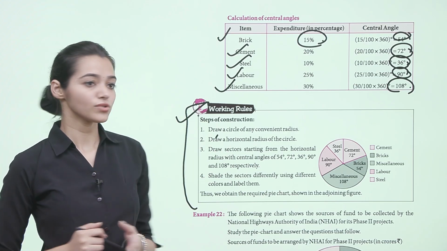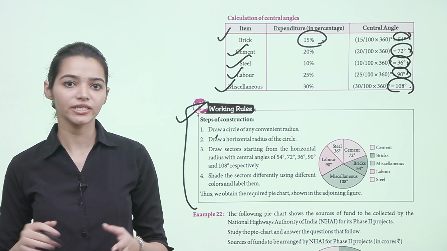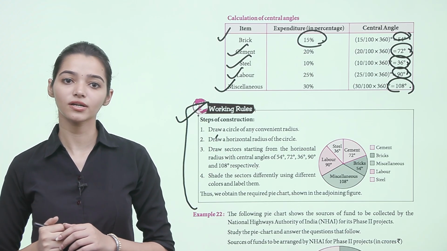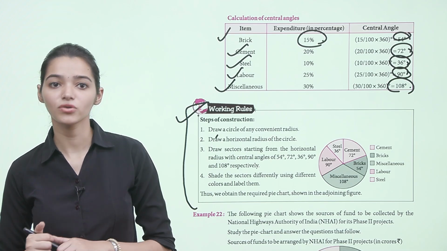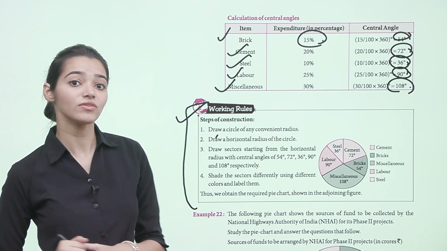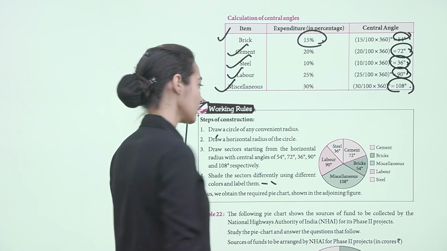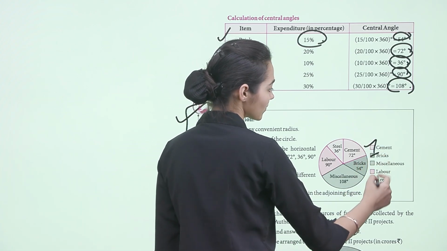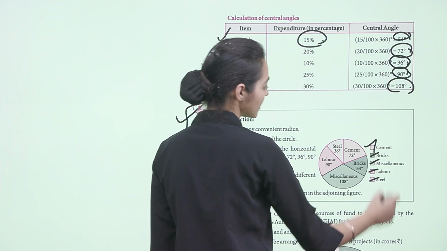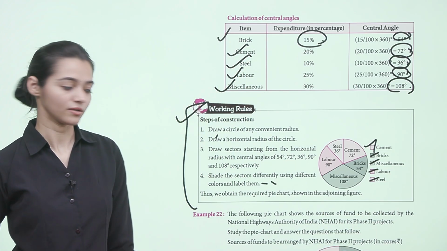Now here are the working rules to draw a pie chart. The steps are very clear. Firstly we draw a circle of any radius, then we draw a horizontal radius of the circle, then we draw sectors starting from the horizontal radius with the central angles, then we shade the sectors differently using different colors, and we label them. Cement pink, bricks grey, this is dark grey, then light pink, and then pink.